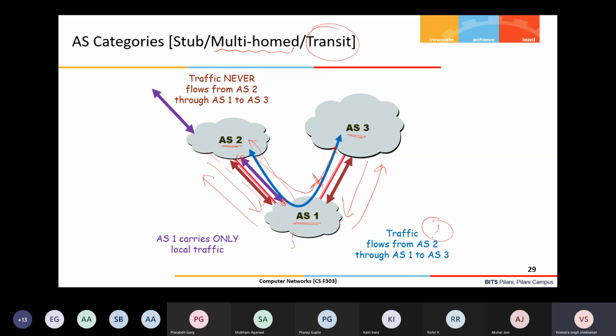Usually no autonomous system wants to be a transit, because transit means I'm not getting any benefit actually. My network resources are used to forward the outside traffic. If this traffic is coming for my own customers, then fine, it is good, because my customers are paying me, right? But if I am just forwarding, becoming a transit between these two, then mostly it is not desirable.